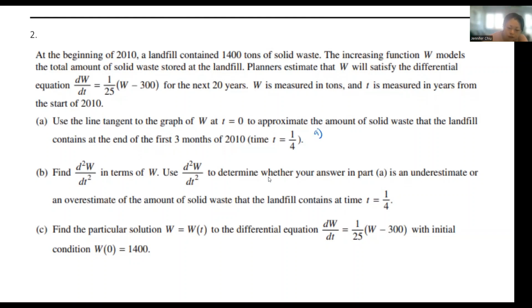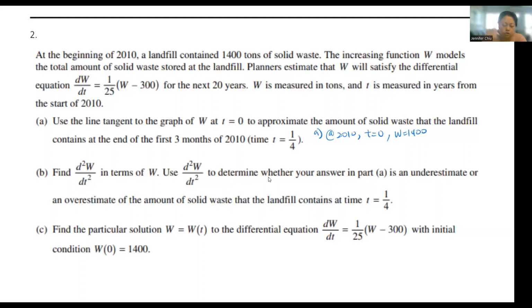So part A says at 2010, that is your start. So your T equals 0 at that point. Your starting point is T equals 0 and your waste is 1,400, not 14,000. Okay. So what is your slope at this point? To write my tangent line, I have my point, T equals 0, W equals 1,400. I also need my slope.